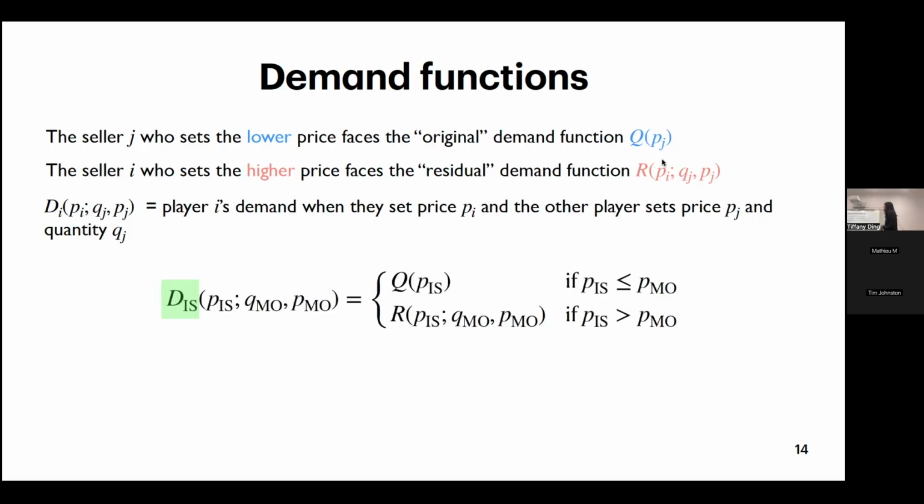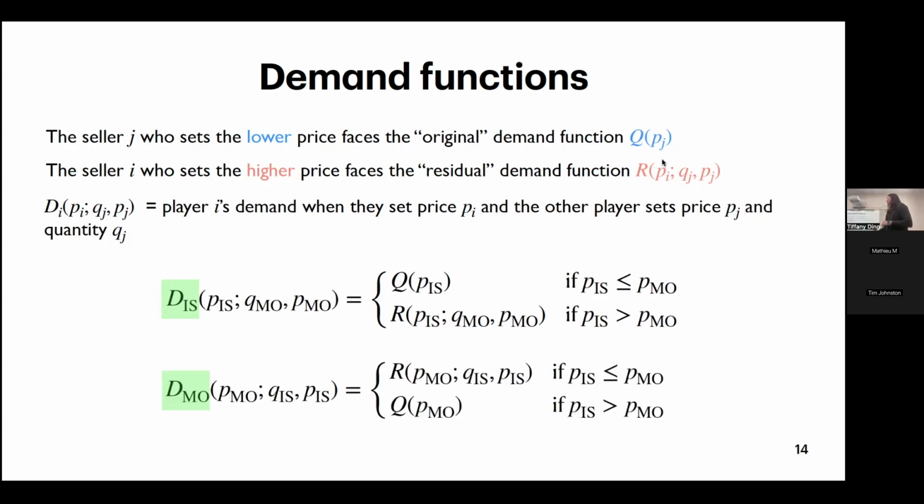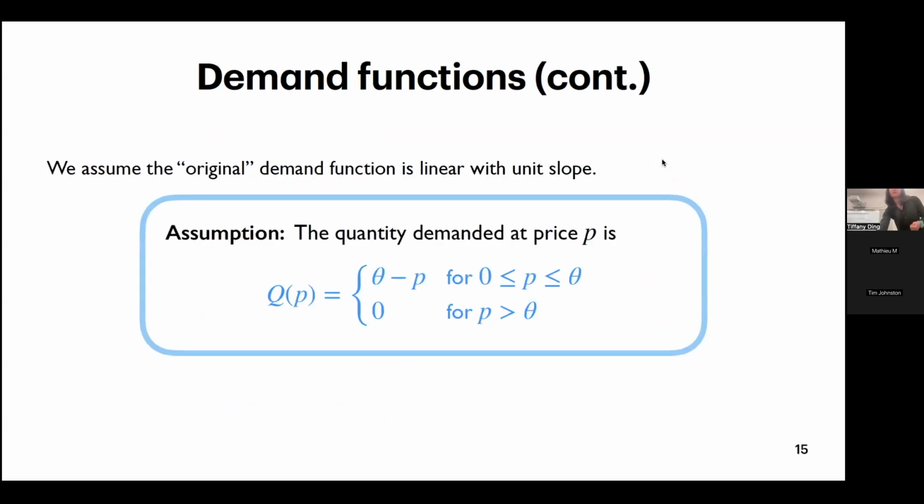Here is a demand function for the independent seller. So if they set a lower price than the marketplace operator, then they face the original demand function, otherwise they face the residual demand function. And one thing to note here is we assume that ties are broken in favor of the independent seller. So there's an equal sign for the first case, and then the demand function for the marketplace operator is just the flip of that. Okay, so for the original demand function, to make the math nice, we assume that it's linear with unit slope. So it looks like this.